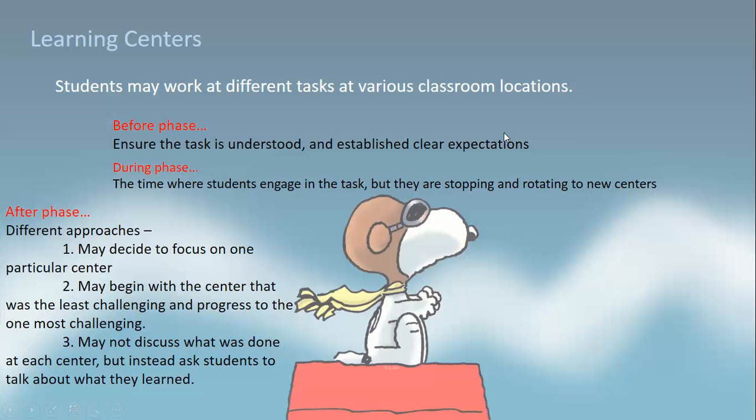Learning centers. Students may work at different tasks at various classroom locations. The before phase: ensure the task is understood before you give it to them. Establish clear expectations. The during phase is the time where the students engage in a task, but they are stopping and rotating to new centers. After phase, different approaches. We may decide to focus on one particular center. We may begin with the center that was least challenging and progress to the one most challenging, or we may not discuss what was done at each center, but instead ask students to talk about what they have learned.